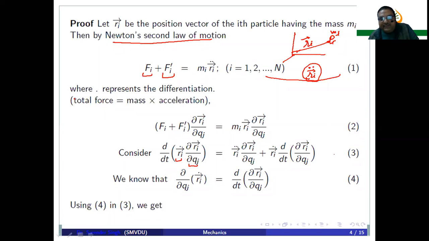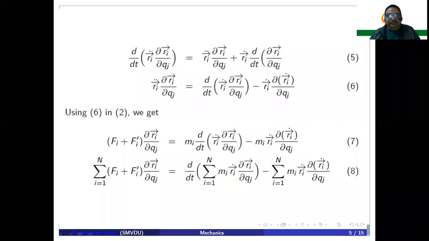Now you are calling this equation number 3. Further, we know that we have proved that del Ri dot by del Qj is equal to d by dt of del Ri by del Qj. It has also been proved. So you use equation 4 in 3. That means somewhere you are having this d by dt del Ri by del Qj. So in place of this, you can write this quantity over here. And consequently, this equation number 3 becomes like this.